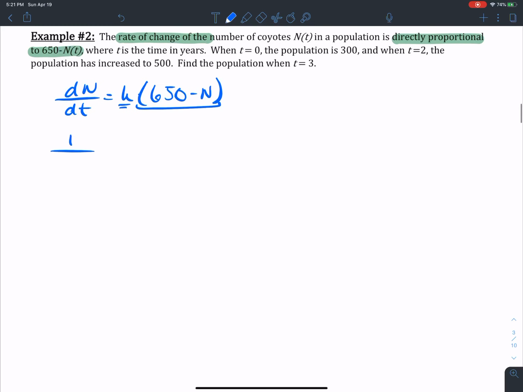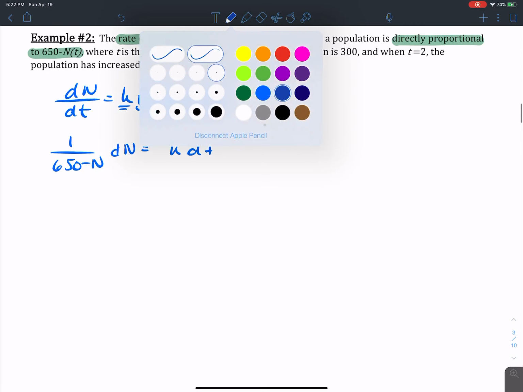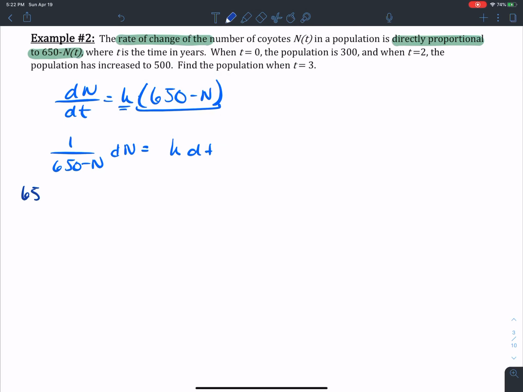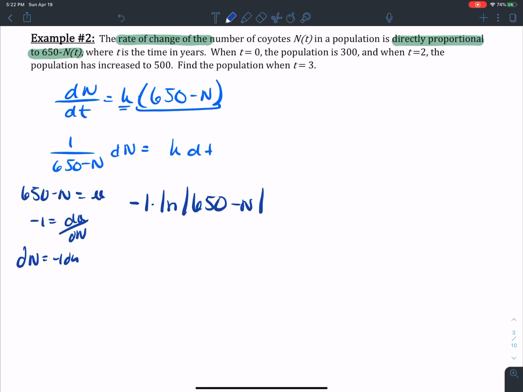And with this one, though, I would just warn you as a caution to watch out for that chain rule, because in this function, that n now has a negative in front of it. So if you were thinking about using substitution, if you let 650 minus n equal u, let's say, -1 would be the rate of change. So dn would be replaced with -1 du. So when we start to use integration, that's where I'm going to get the -1 times the natural log of the absolute value of 650 minus n is going to equal kt plus c1.